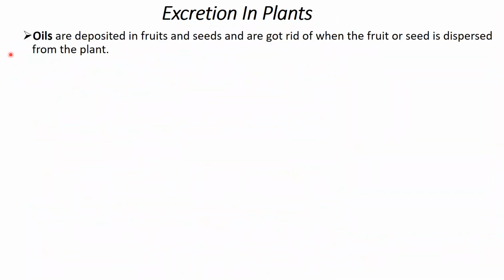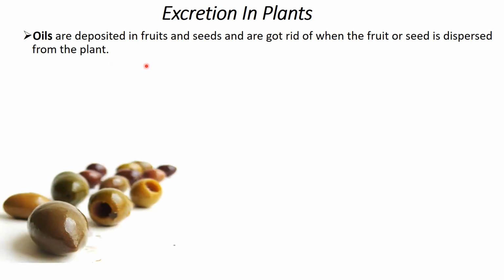The next ones are oils, which are deposited in fruits and seeds and are got rid of when the fruit or seed is dispersed from the plant. So if you see fruits like this, the oily substance are oils. So the oils are excretory metabolic waste. When you see a fruit with oils outside, they have been excreted. If someone eats this or gets this fruit, it means the plant has gotten rid of the excess oil.